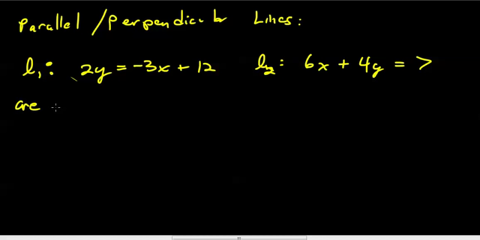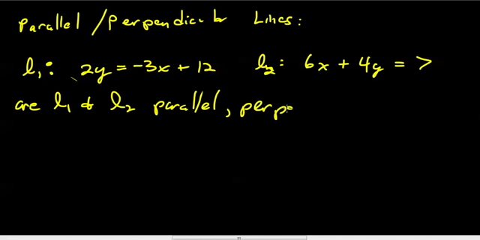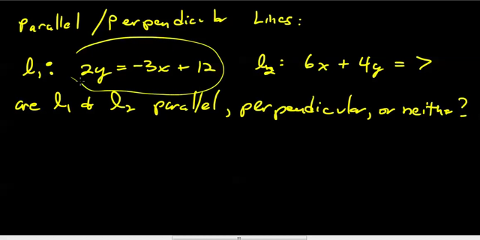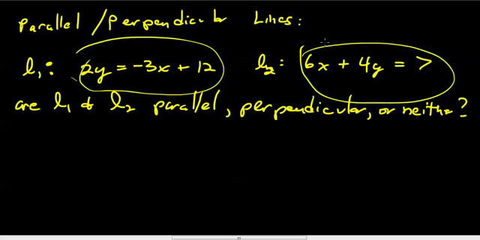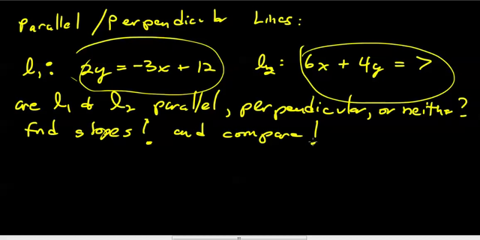And I'll ask you this question, are L1 and L2 parallel, perpendicular, or neither? Kind of a standard regions type question. And kind of hard to tell by looking at these line equations if they're parallel, perpendicular, or neither. Well, the easiest way to do this is to figure out what the slope is. And the easiest way to compute the slope is to convert it to slope-intercept form. So I'll find the slopes of these lines and compare. If the slopes are the same, they're parallel. If the slopes are negative reciprocals, they're perpendicular. And if they're neither, then they're neither.